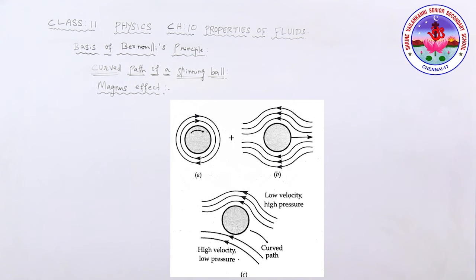The streamlines around it are in the form of concentric circles. You may see in this first diagram A that the streamlines around it are in the form of concentric circles, right? When the ball moves forward with the velocity v, the air ahead of the ball rushes backward with the velocity v because it helps to fill the space left empty by the ball. So the streamlines in air due to translatory motion of the ball are shown in diagram B.